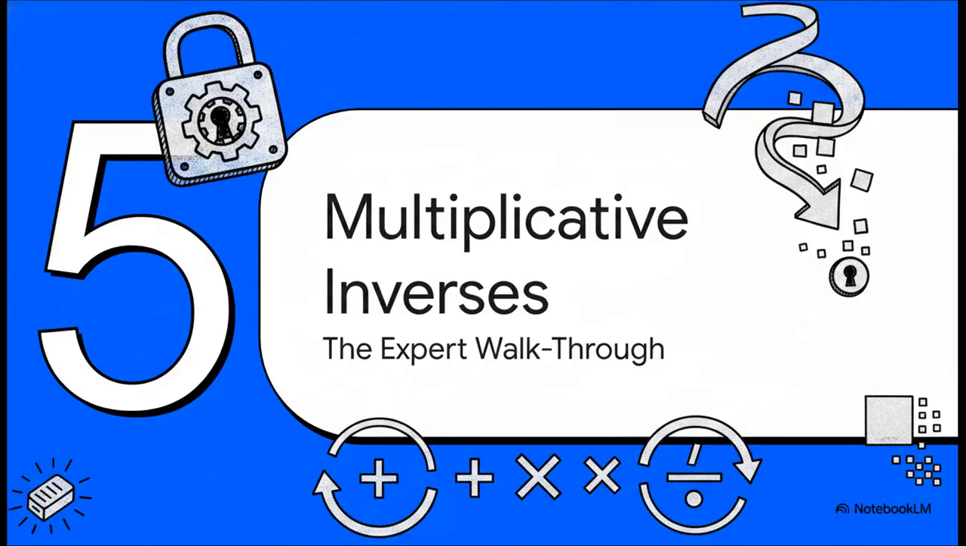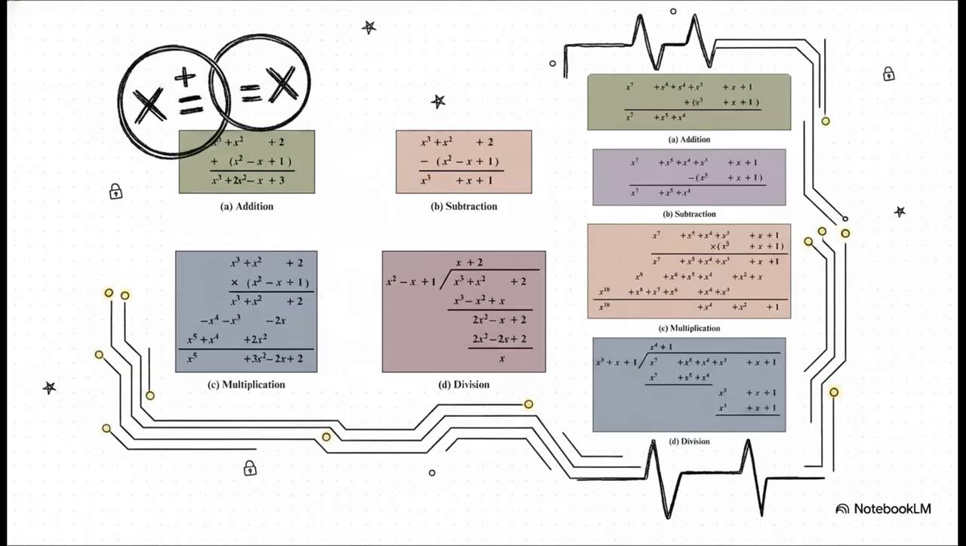Section 5. Finding multiplicative inverses, the expert walkthrough. When we compare ordinary polynomial division side by side with division over GF(2), we uncover a genuinely beautiful shortcut. In GF(2), addition and subtraction are completely identical. 1 plus 1 is 0, and 1 minus 1 is also 0. There are literally no negative numbers to carry over. This drastically simplifies calculating the inverse, making it incredibly straightforward for a computer to process.